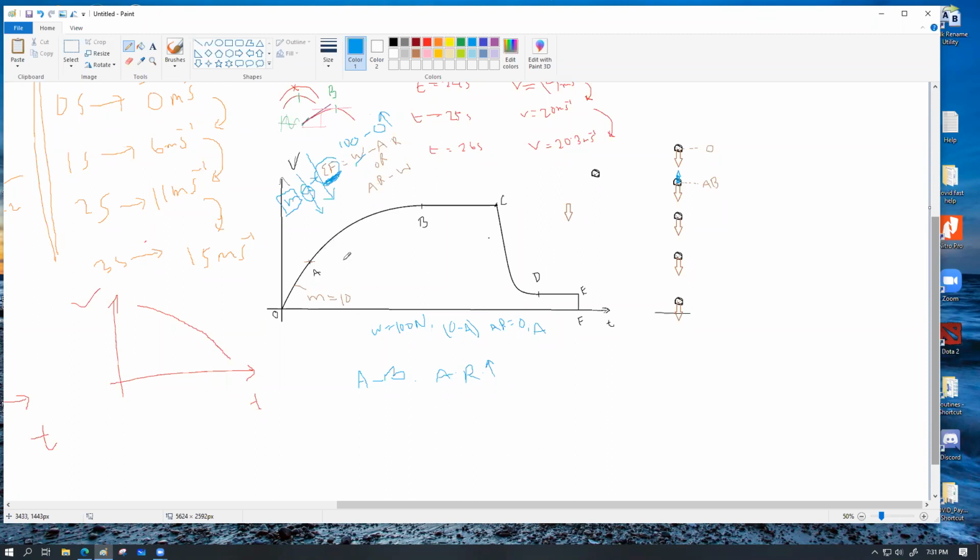And B is the position, as per the graph, where the air resistance has become exactly equal to 100 Newton. As a result, the resultant force has become 0, and then the acceleration will also become 0. As a result, we have a horizontal line, just a horizontal line.